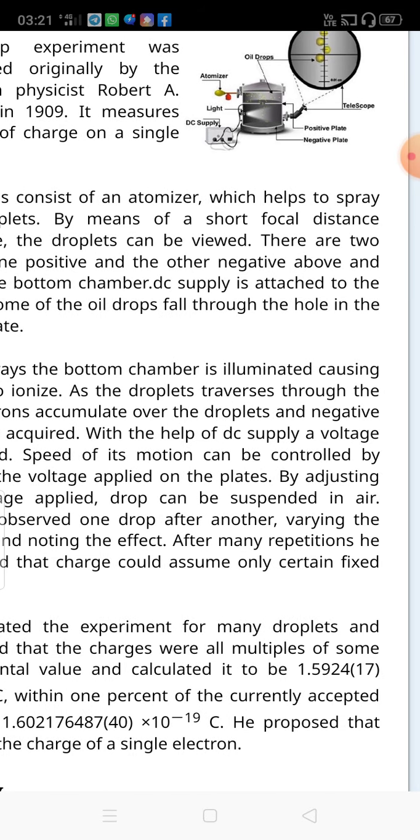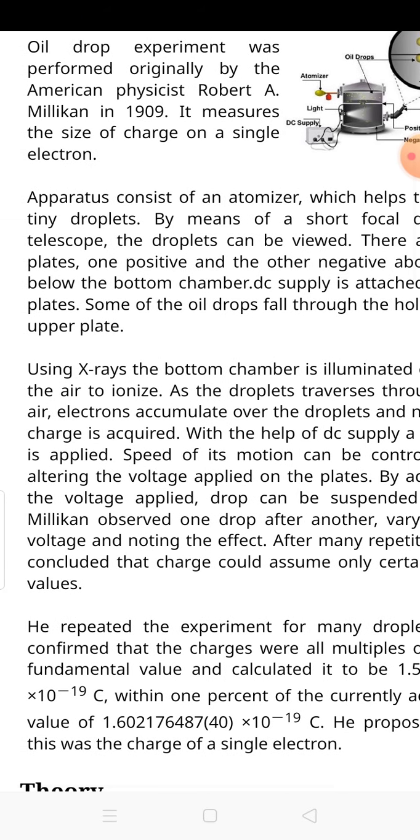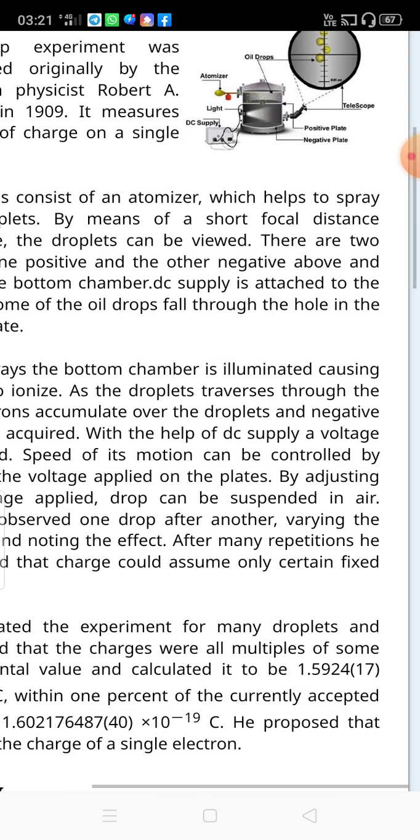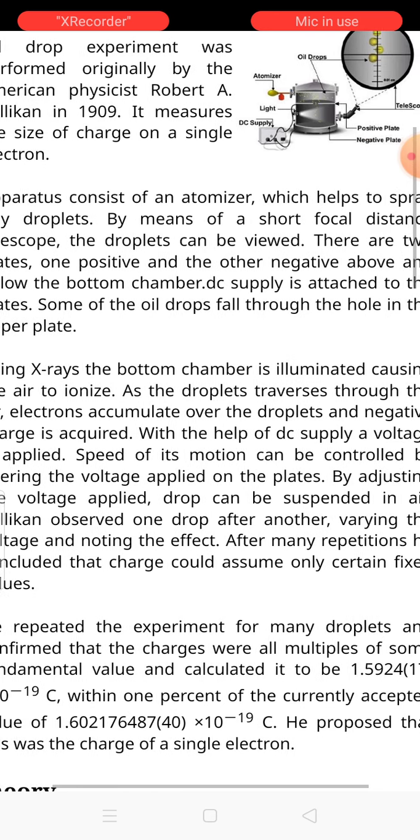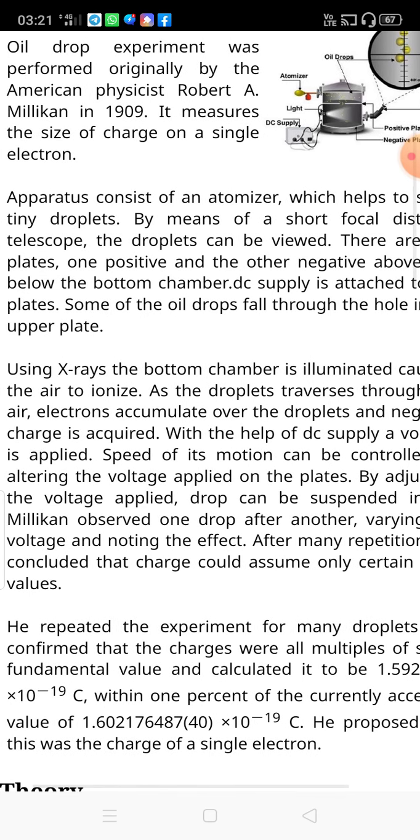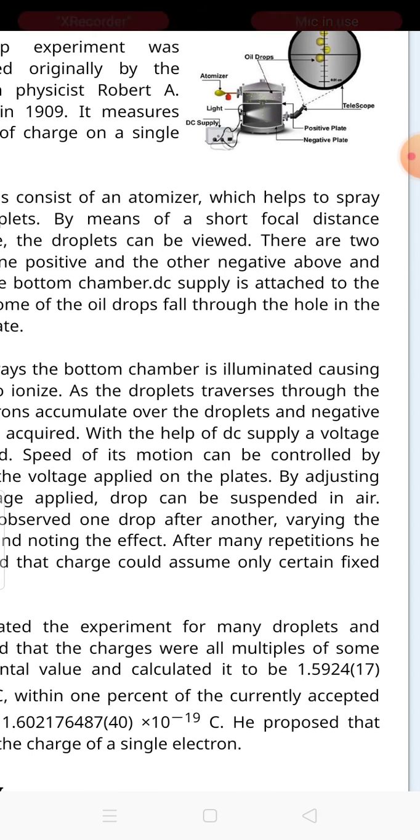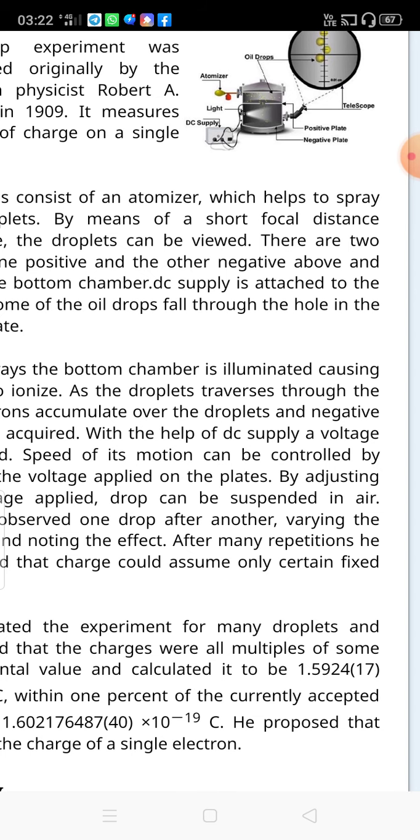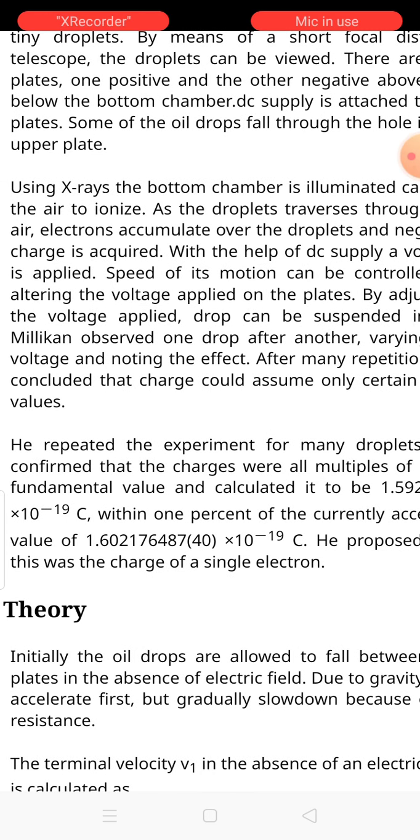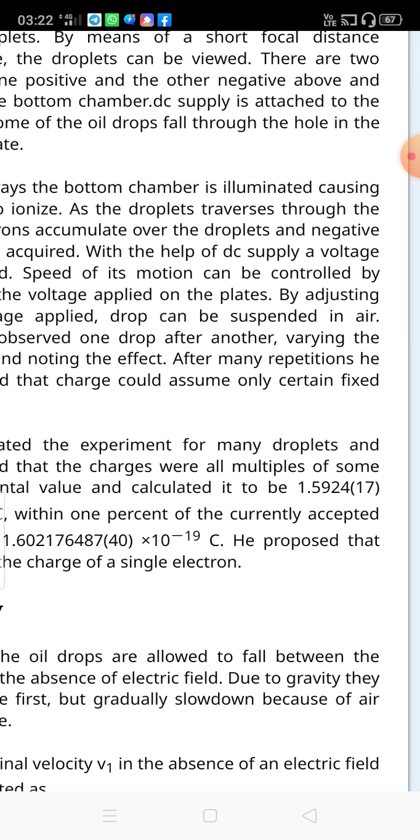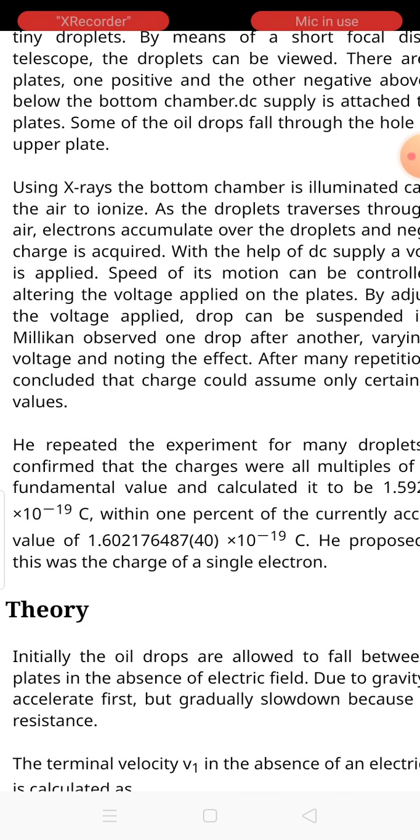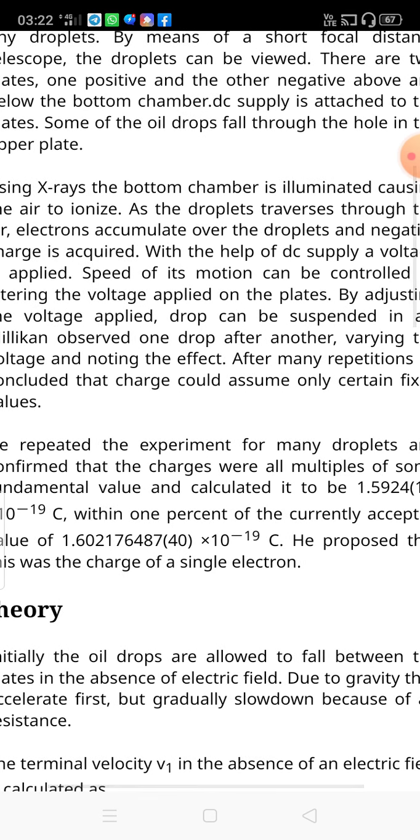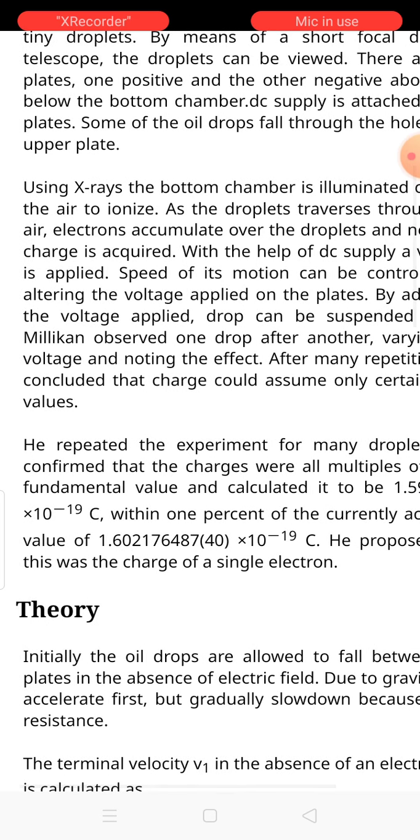The apparatus consists of an atomizer which helps to spray tiny droplets. By means of a short focal distance telescope, the droplets can be viewed. There are two plates, one positive and the other negative, above and below the bottom chamber. A DC supply is attached to the plates. Some of the oil drops fall through the hole in the upper plate. Using X-rays, the bottom chamber is illuminated, causing the air to ionize. As the droplets traverse through the air, electrons accumulate over the droplet and a negative charge is acquired.